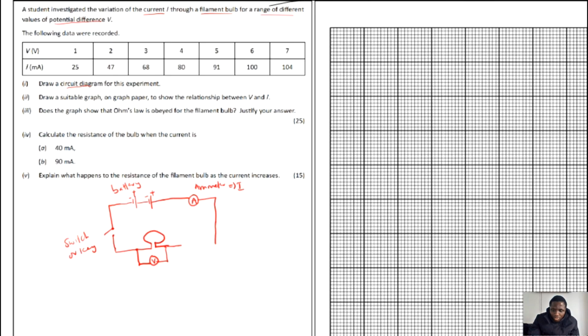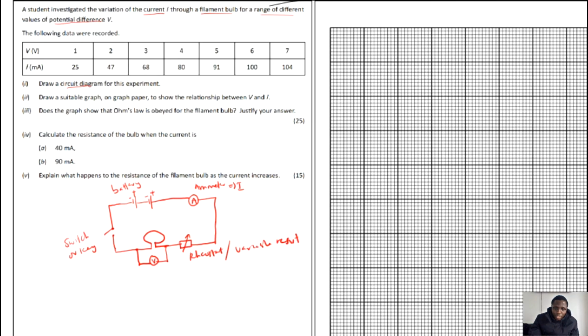We are going to have a variable resistor. A variable resistor is needed here, which is represented by a rectangular box and an arrow. It's a variable resistor, or we call it a rheostat. This is a rheostat, or variable resistor.